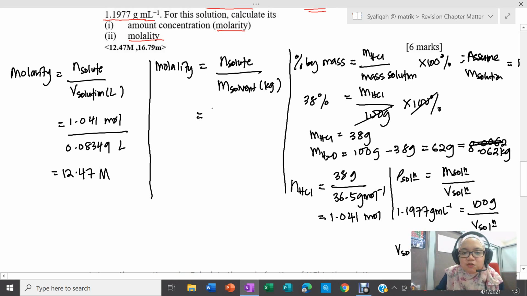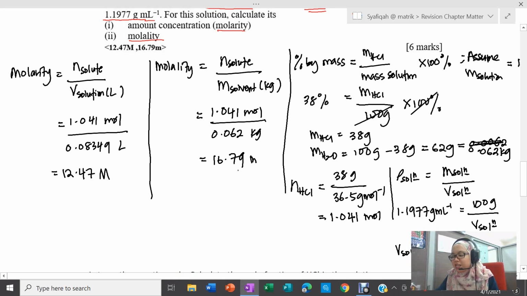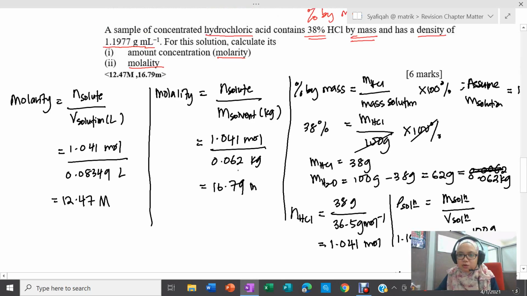Kita dah dapat mole of solute kita 1.041 mole. Divide dengan mass solvent kita kat sini. Mass solvent tu mass water lah kan. Okey, 0.062 kg. So, kita akan dapat molality kita 16.79 molal ataupun m kecil ataupun mol per kg. Okay. Alright. So, that is how you do this kind of question.